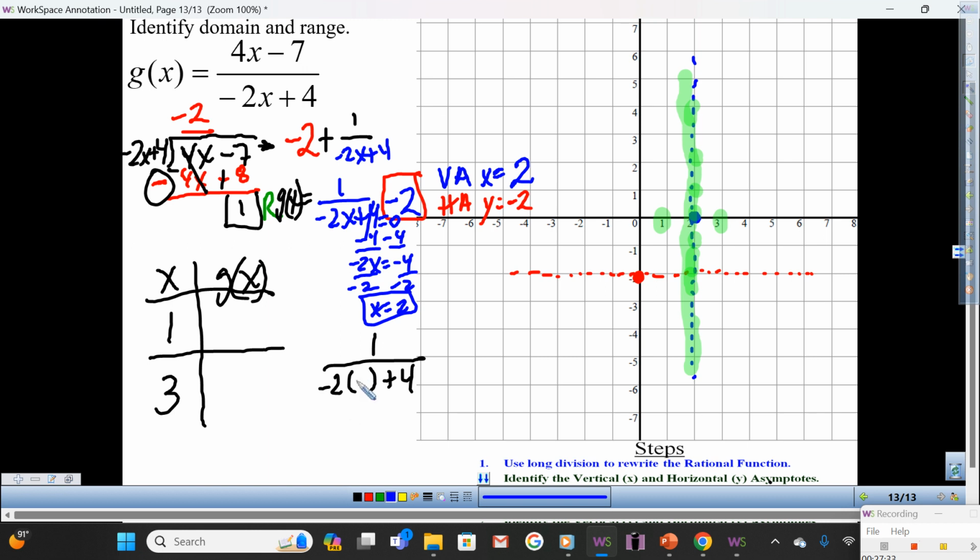So let's see. Brandon Daugherty, help me out. -2 times 1. -2. Oh, I forgot the -2. Hold on. And the -2. All right. -2 plus 4. 2. So this is 1/2 minus 2. That gives us -1.5. That is correct.